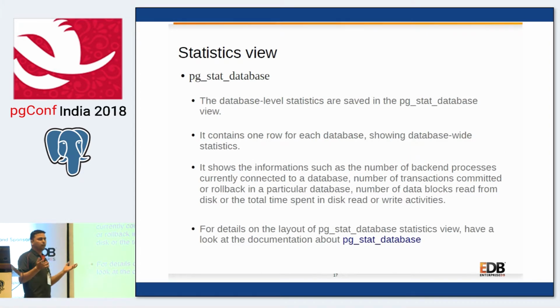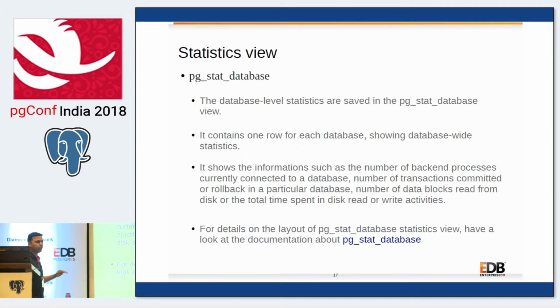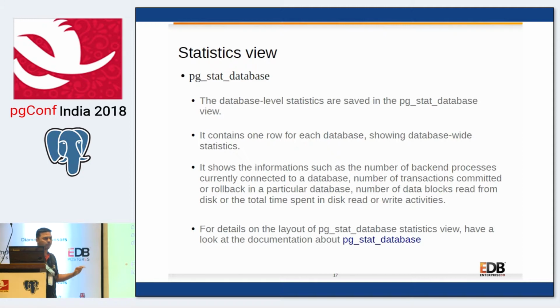Basically, it's a view which stores database level statistics. It will have one row for each database in your database cluster, and will store statistics related to each database. For example, how many backends are connected to a particular database at a particular time, or what the DML statistics related to that database are, like the transaction statistics, how many transactions got rolled back in a database, how many transactions got committed, and all that stuff. All those things you can find by querying this PGStat database. I have not shown the layout of this view; you can find it in the Postgres docs.